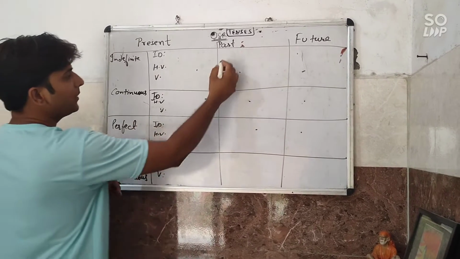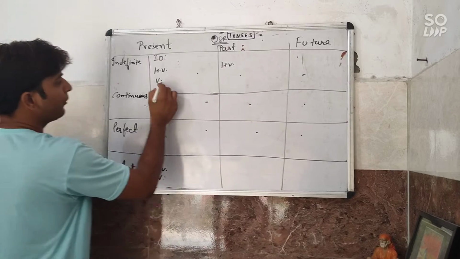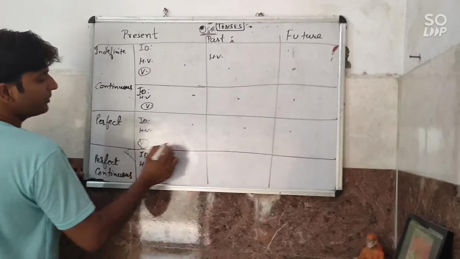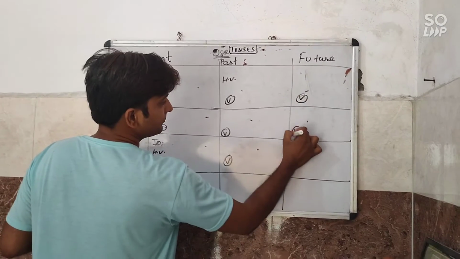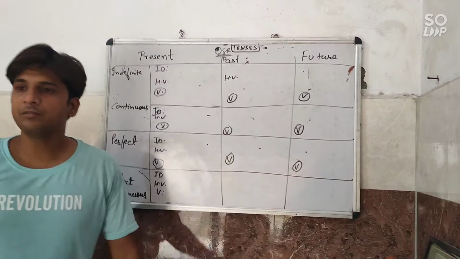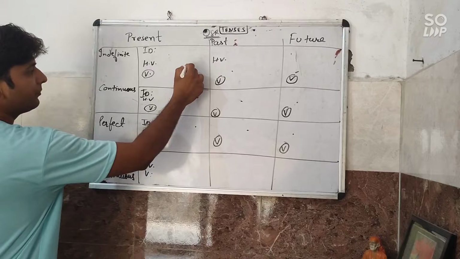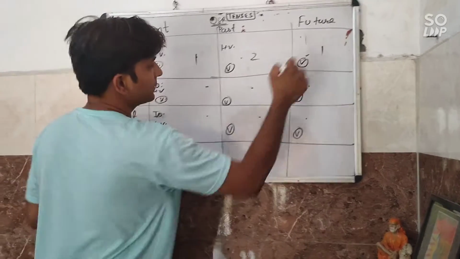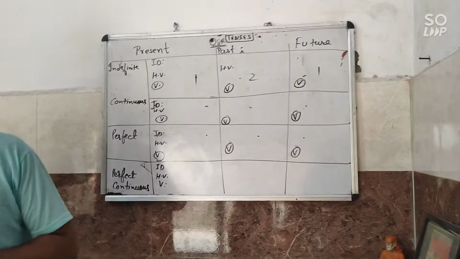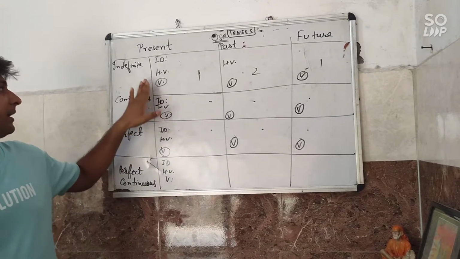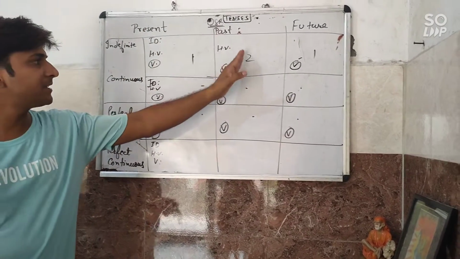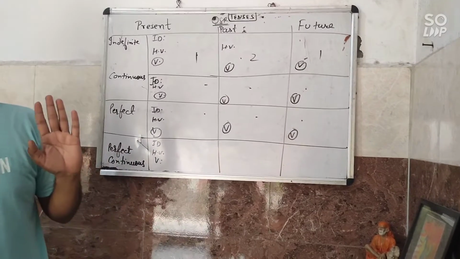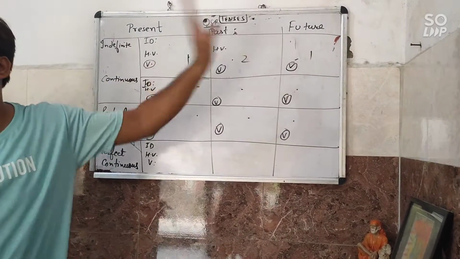So let us start with form of verb. We will learn which verb is used in every tense. Now learn with me, all of you. Indefinite tense: present indefinite, past indefinite, future indefinite. Which verb do we use? First form, second form, third form.